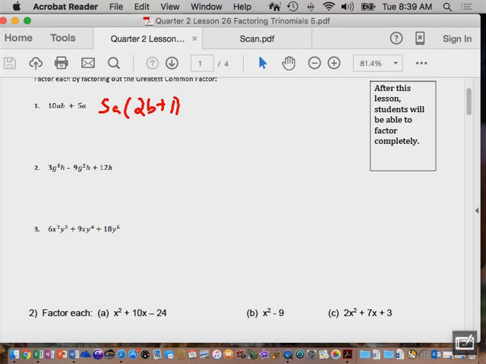Number 2. Now, this is getting a little tricky because there's lots of letters and lots of exponents and different coefficients. Let's break it down piece by piece. Numerically, what is the greatest common factor of the coefficients? Good. 3, good. Now, how many G's do they all share in common? AJ? 0. That's right, none, because the last term doesn't have a G. How many H's do they share in common?